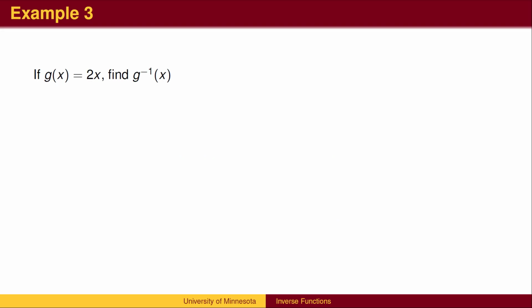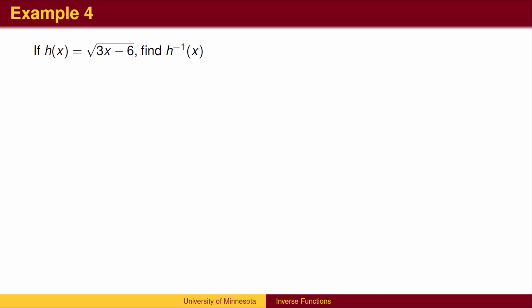Here is an example of undoing multiplication. We associate the function g with the equation y equals 2x. Interchange x and y and solve for y. The inverse function g inverse takes the input x and divides by 2.